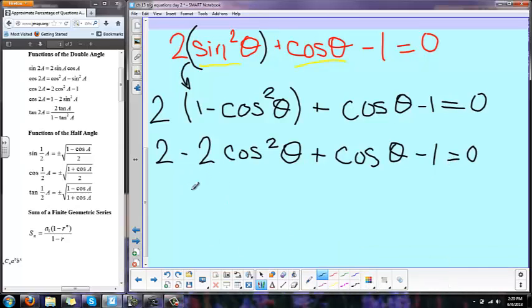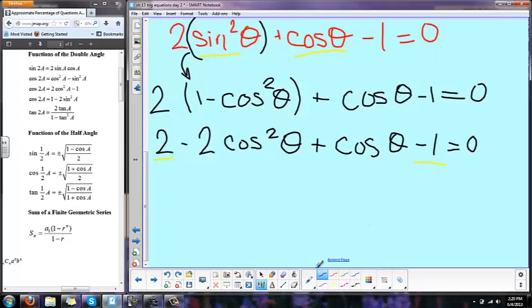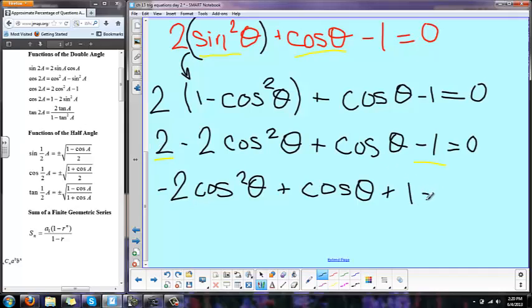Okay. I need to rearrange it just a little bit more, and I have 2 common or similar terms right there and right there. So this is negative 2 cosine squared theta plus cosine theta, and then I have a positive 2 minus 1, that gives me a positive 1. That whole thing is equal to 0.